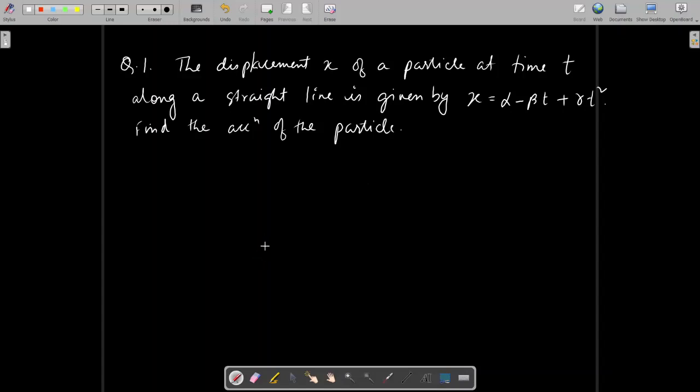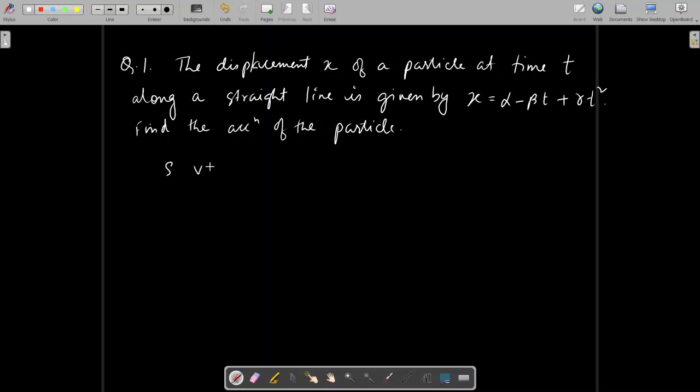So friends, here my question is the displacement x of a particle at a time t along a straight line is given by x equals to alpha minus beta t plus gamma t square. Find the acceleration of the particle. Okay, we are given here displacement. So you have already you know some formulas.